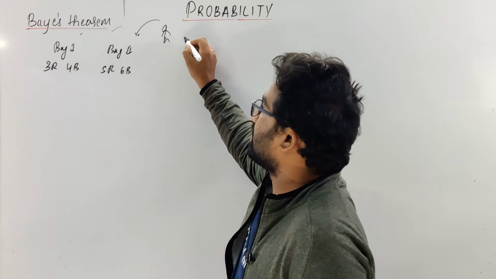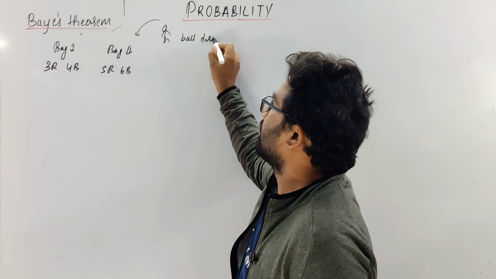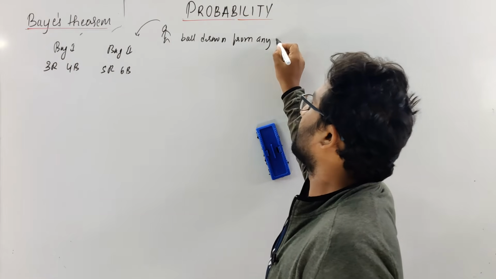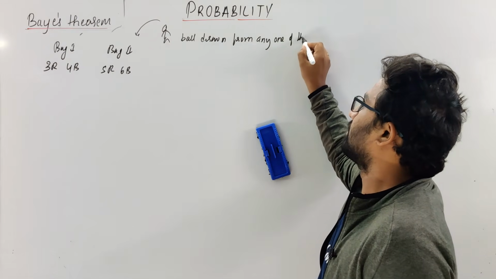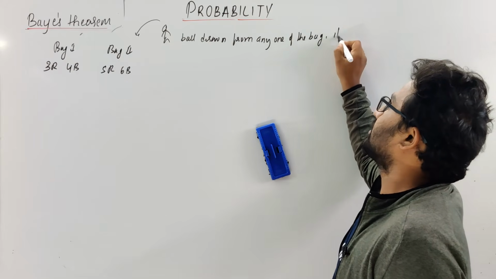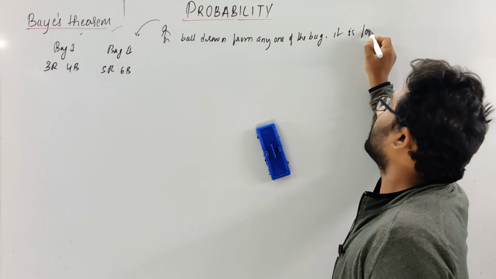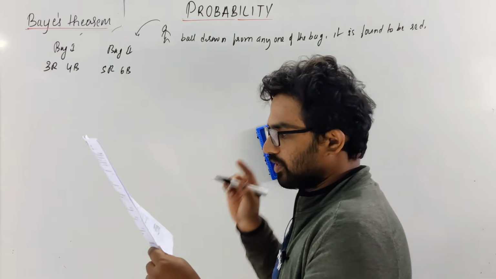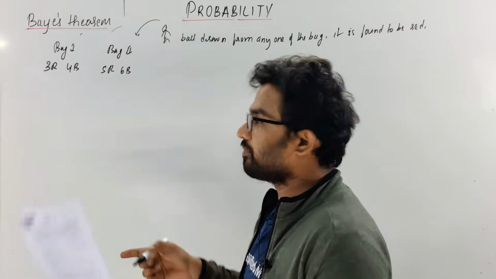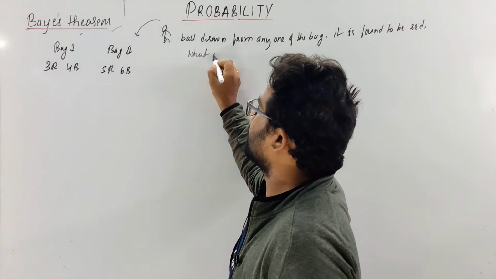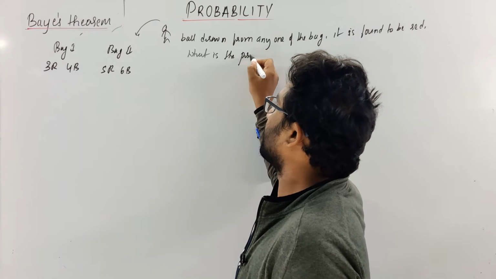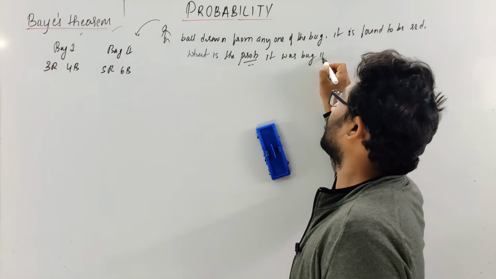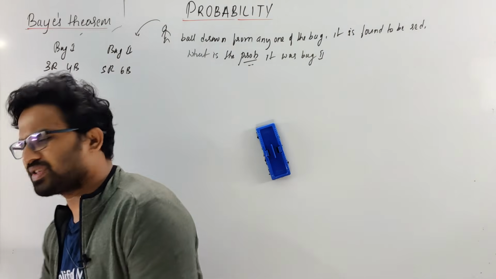One ball is drawn. We don't know from which bag; it is drawn from any one of the bags. And it is found to be red. Now the question: what is the probability it was from bag 2? Understand this. Now look, let me first set it aside without steps.